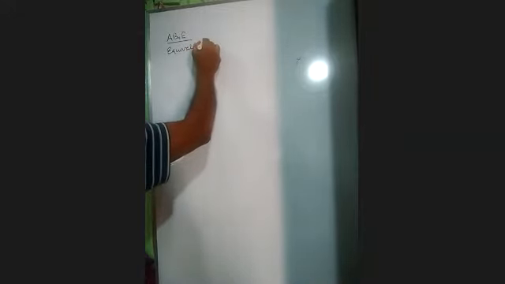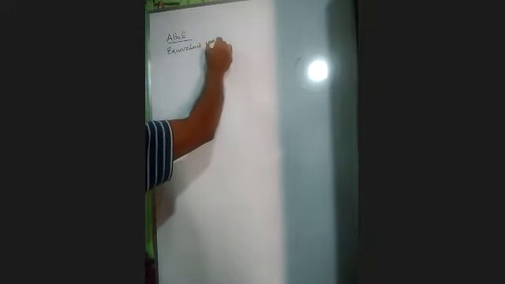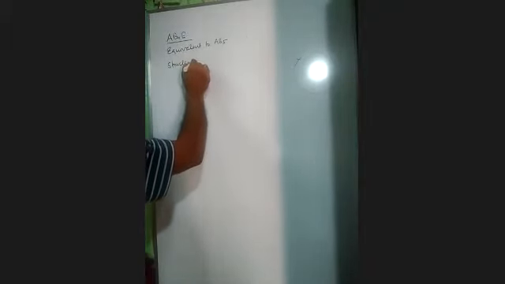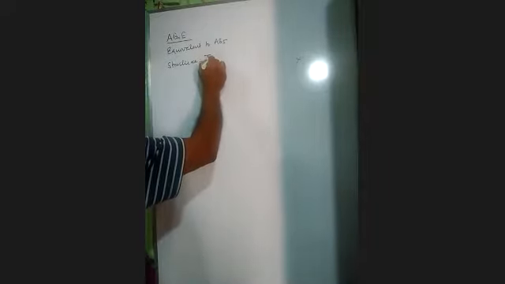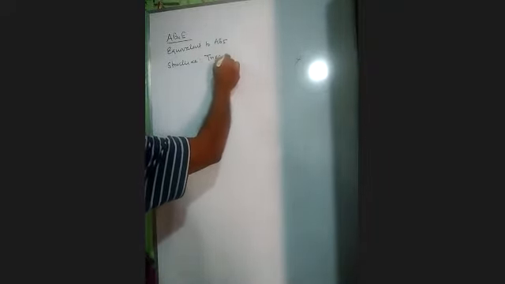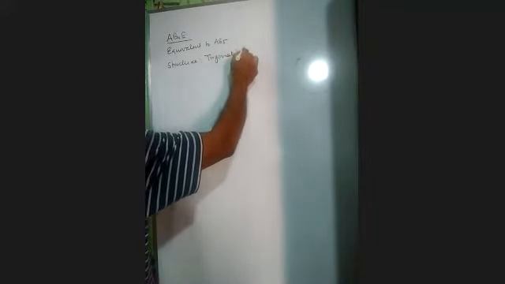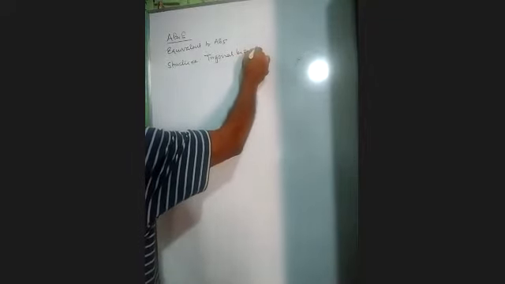AB4E. What is the equivalent structure? Immediately remove E and put B. Equivalent to what? AB5. All right. Now we know what the structure is. Structure is trigonal bipyramidal.